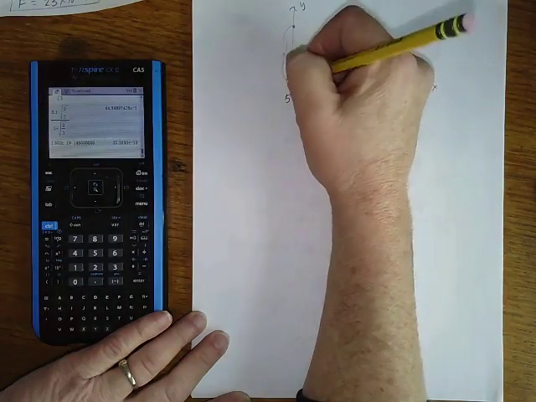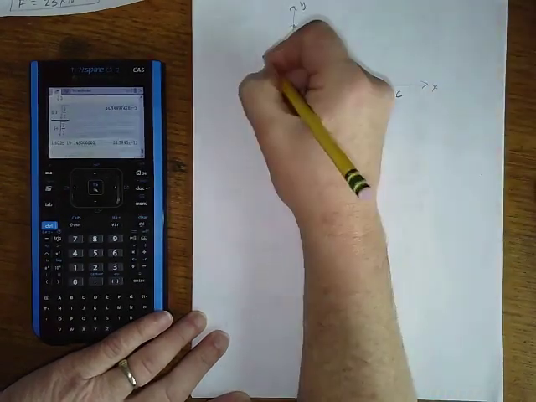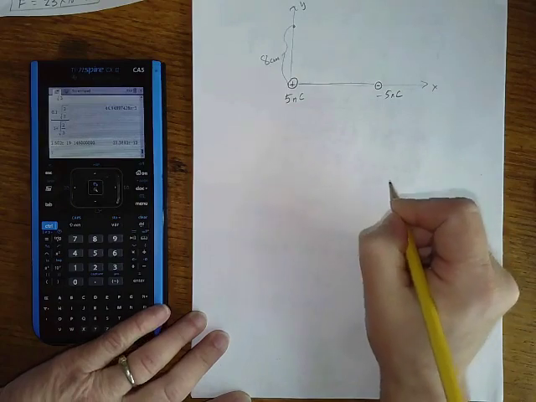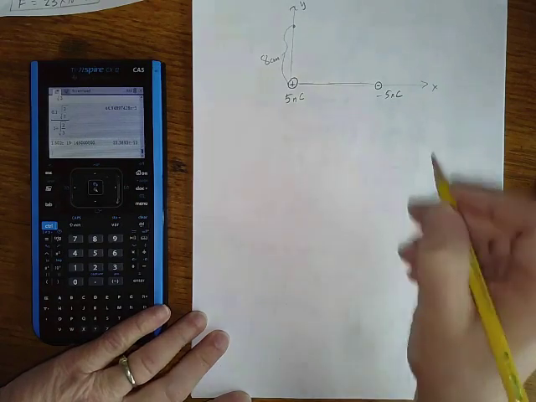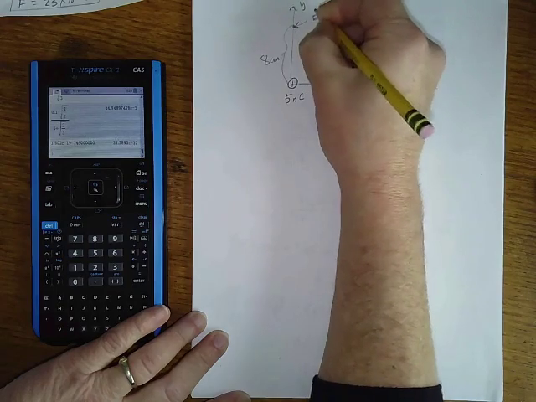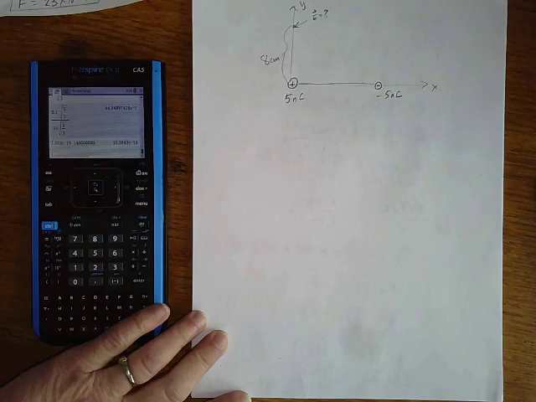Let's just pick a number. I don't know, let's just say 8 centimeters. So this is going to be our point where we want to know what the electric field is here, to start with anyway. Okay?